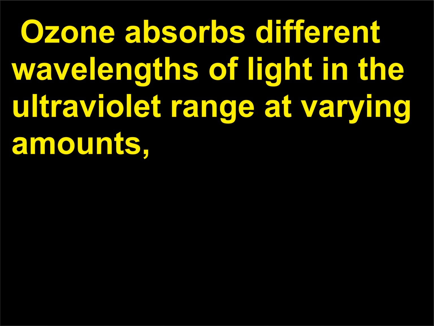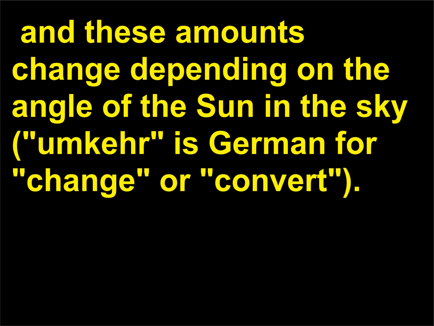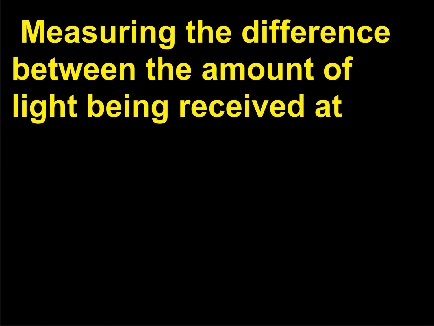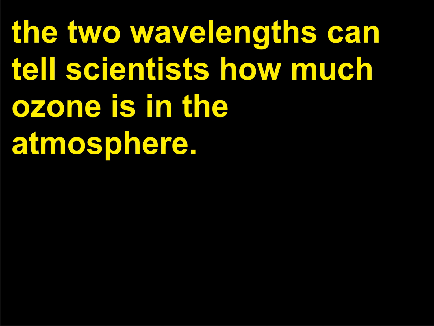Ozone absorbs different wavelengths of light in the ultraviolet range at varying amounts, and these amounts change depending on the angle of the sun in the sky. Umkehr is German for change or convert. Measuring the difference between the amount of light being received at the two wavelengths can tell scientists how much ozone is in the atmosphere.